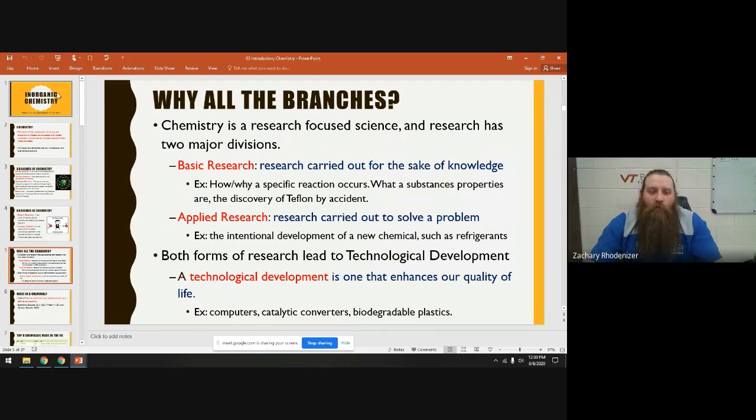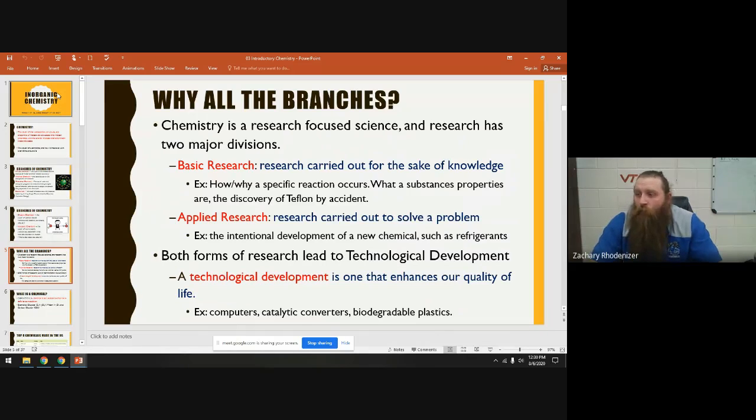Now, why do you need all these branches? Well, basically, chemistry is a research science. So in research, you have basic research and you have applied research, and different branches are going to fall under different forms of research. So applied research would be like analytical chemistry. We're taking concepts and we're using them to investigate an unknown chemical. If you're in theoretical chemistry, well, that'll be basic research. So we're looking at the how or why behind a reaction. We're trying to identify properties.